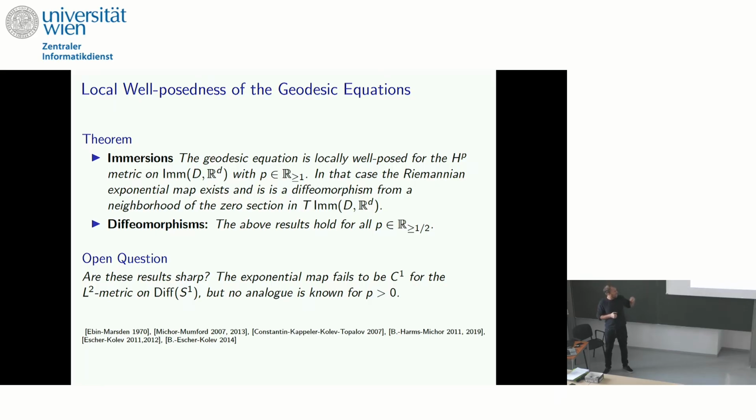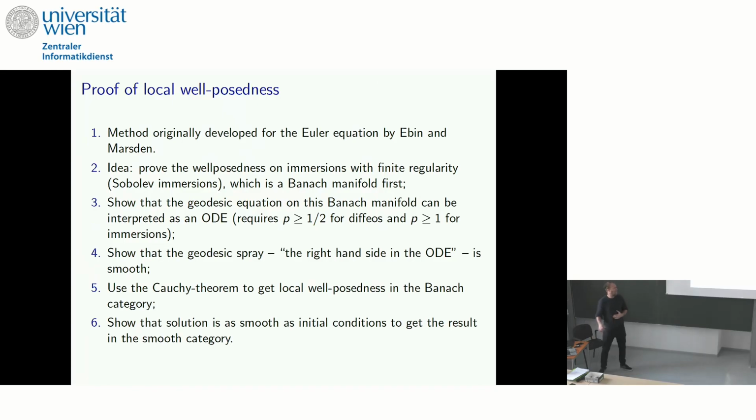There is some work for the L2 metric by Konstantin Kapala-Topolov, where they really showed, at least in the L2 case, the geodesic equation is really ill-posed in the sense that the exponential map is not even C1. This has not been generalized to positive-order Sobolev metrics. I think it is doable. It's probably more technical, but maybe not the most important thing here. But I think the proof is very nice, so I want to say a few words about the proof.